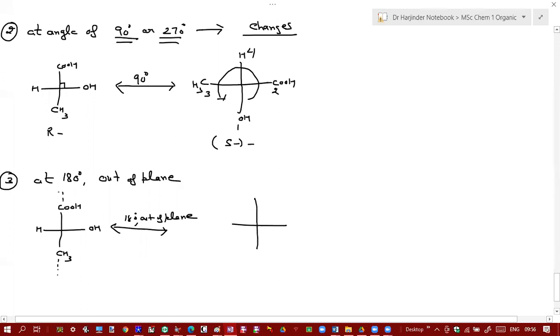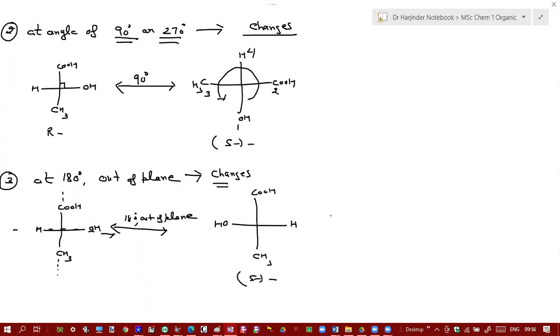Since this is the axis over which you are rotating, those will remain the same, and over this axis it will get flipped. So you will get OH here and hydrogen here. You can easily see both are mirror images of each other, and this is S lactic acid. So when rotation is done out of plane at 180 degrees, the configuration changes. Okay, even if you flip it about this axis, in that case also the configuration will change. So when you rotate it 180 degrees out of plane, the configuration of your Fisher projection becomes opposite.